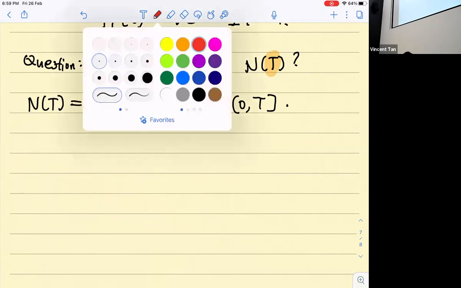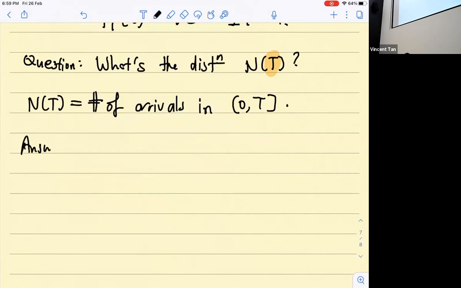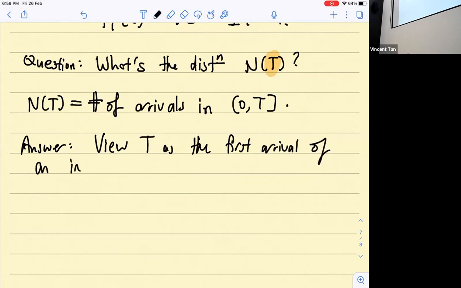Okay, so we want to get a handle on N_T. What we will do is view T as the first arrival of a second but independent Poisson process of rate nu. Why? Because the inter-arrival times of a Poisson process are exponential. So T is nothing but the first arrival of a new and independent Poisson process with this particular rate nu. Correct? You agree? People at home agree?